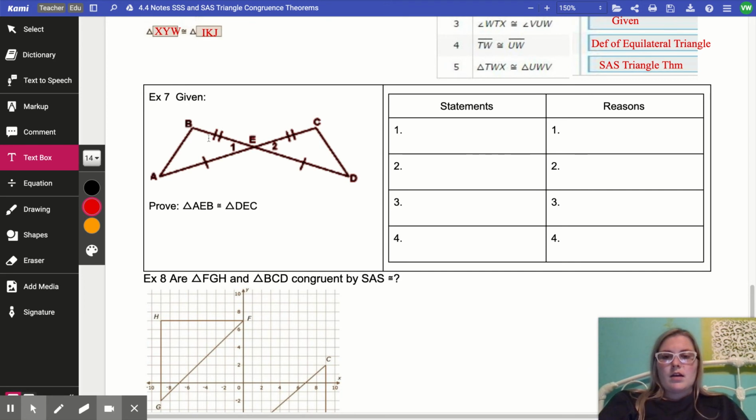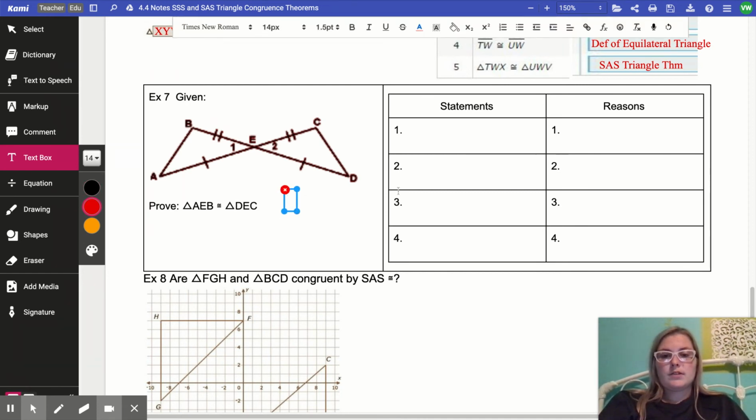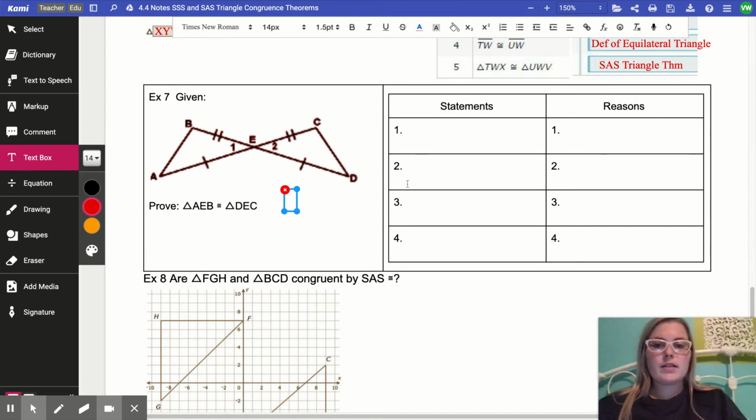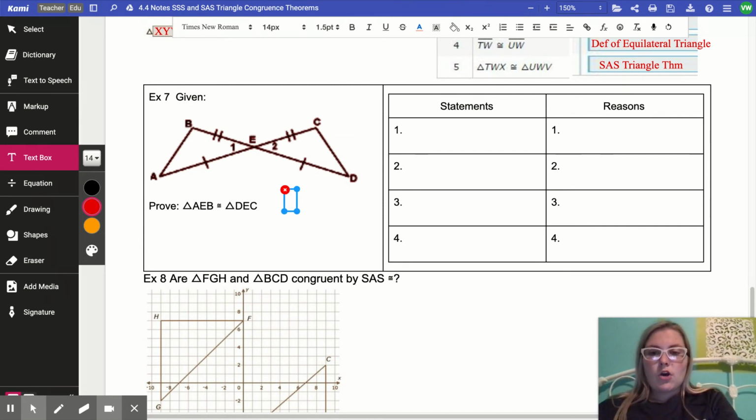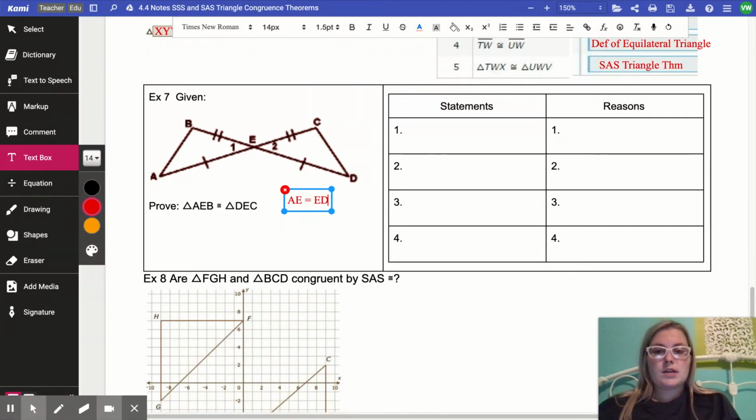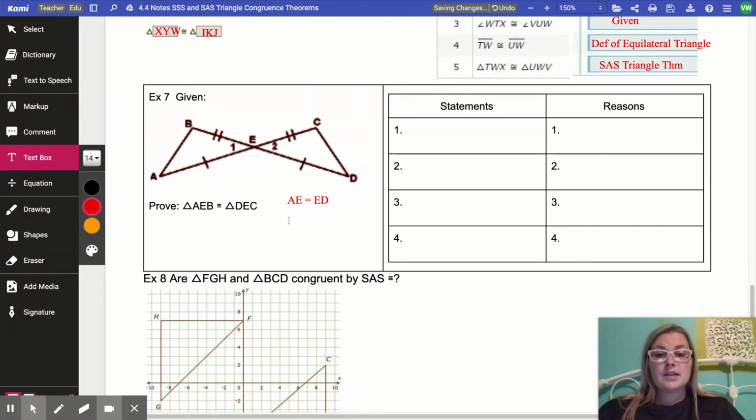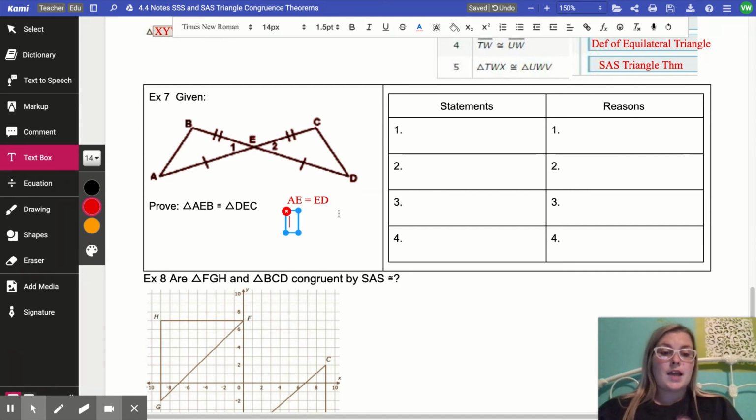All right, so I'm given a lot of stuff about this triangle just from the diagram. So I'm going to write them down off to the side so I can keep a running list. I see in my diagram that AE has 1 tick mark and ED has 1 tick mark. So that means that AE is equal to ED. And that is given because the diagram gives that to me. So when I write that in my proof, my reason will be given.